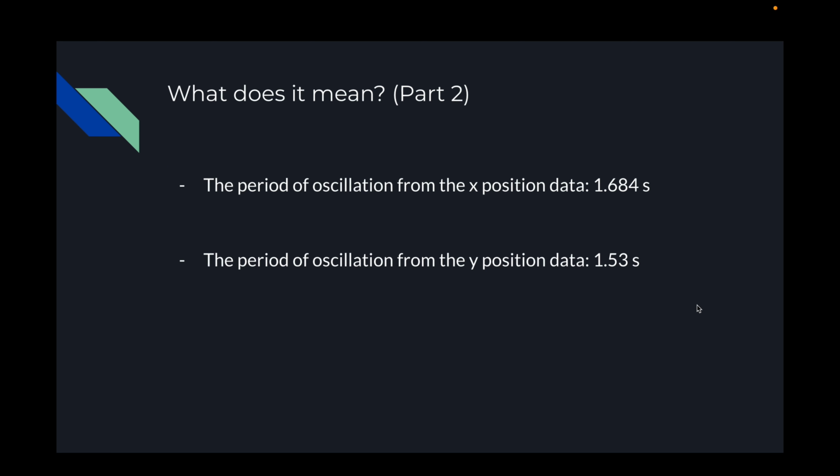What does it mean? Part 2. The period of oscillation from the x position data is 1.684 seconds. Meanwhile, the period of oscillation from the y position data is 1.53 seconds. The period of oscillation for the x position is a little more than for the y position. The values are very close, but there are various factors which cause the differences, such as tracking inaccuracies and more motion along the x-axis as compared to the y-axis.